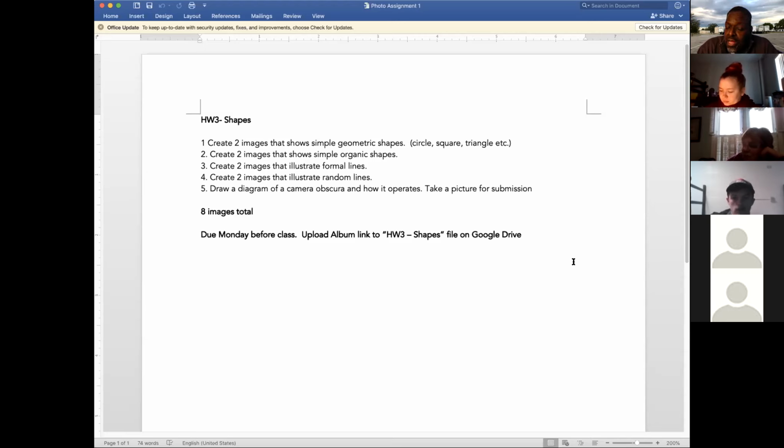And you're going to create an album. We walked through how to do that, right? On Google Drive. Everybody's in the Google Drive, we've already decided that, right? Everybody's there. So you're going to create an album with those 8 images in it. And then you're going to take a picture of the drawing that you make of a camera obscura. Hand drawing. I don't want it done on the computer.